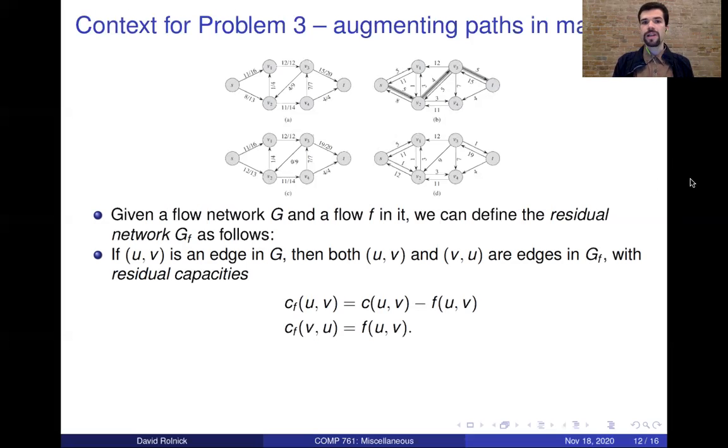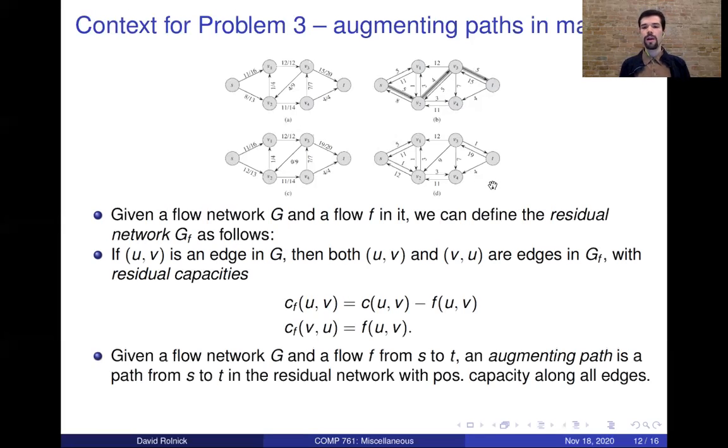The residual network is made from the original network by saying you can go back. You can backtrack by the amount of the flow. So here, the amount of the flow was 15. So you can backtrack by 15, or you have 5 more that you could take in this direction. So there are edges going both ways, both in the original direction, because there's 5 left, and in the backwards direction, because there's 15 that you can take back from the flow.